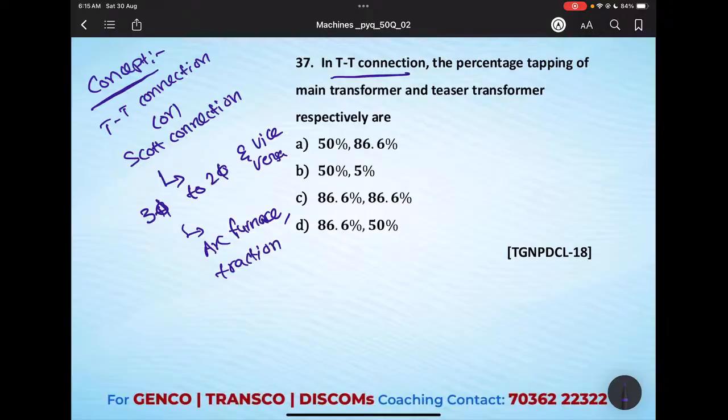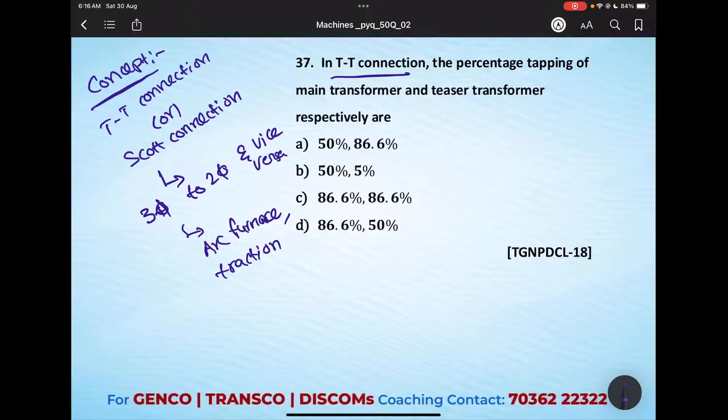What is the importance of this Scott connection? If you observe, it converts 3-phase to 2-phase, and the 2-phase is connected to the arc furnace or traction. That means you are connecting unbalanced loads. Even though loads are unbalanced in the secondary, it should not disturb the primary, that means it should not disturb the main source of the supply.